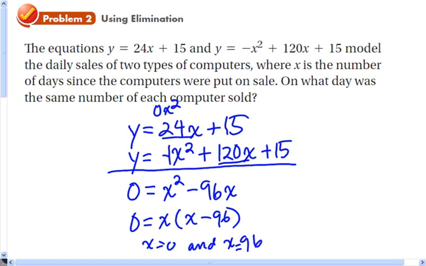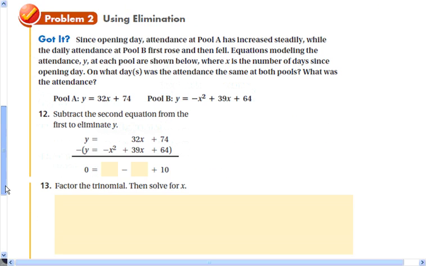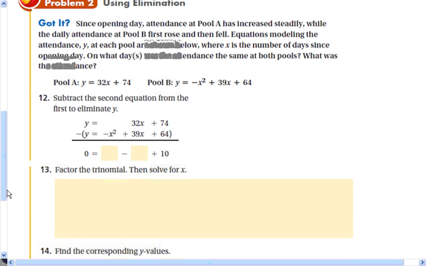And you probably would want to go back and check that just to make sure. So 24 times 96 plus 15, make sure that equals negative 96 squared plus 120 times 96 plus 15. All right? I'll let you try elimination here, and you can check back with your answer.